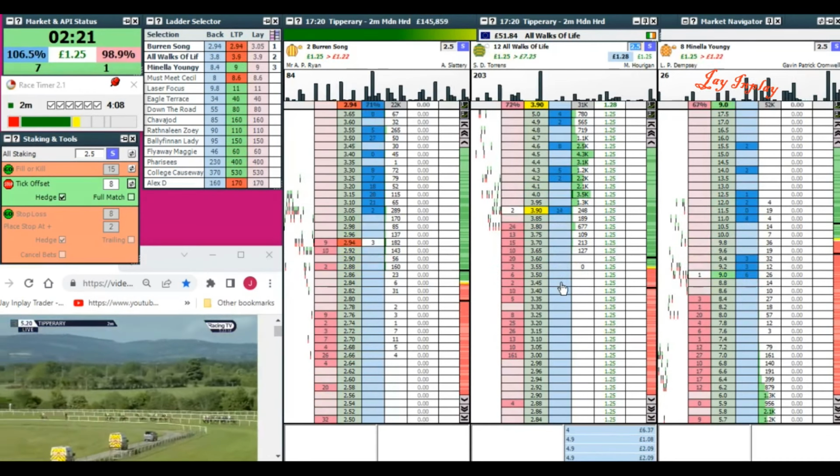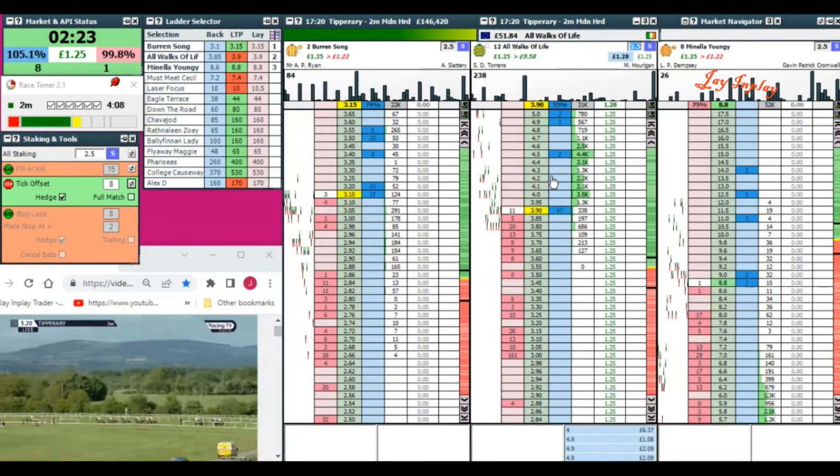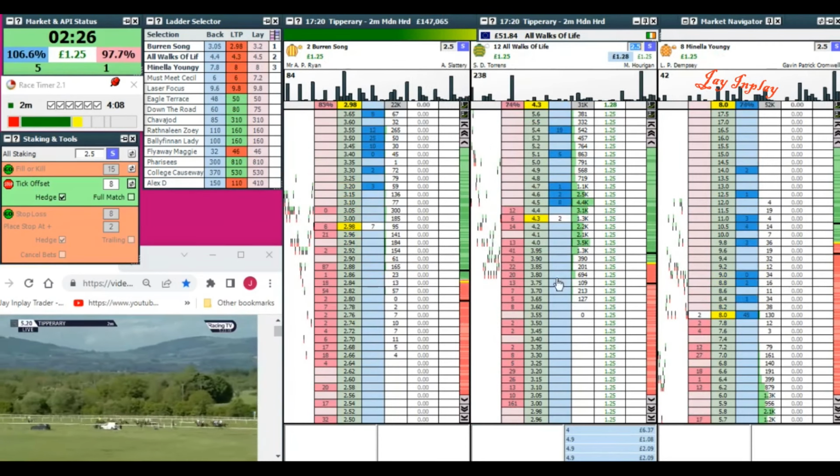Made a profit on some of the money, some of it was scratched. Rathnally's price has gone out, but you know, we're not in this game to gamble, are we?